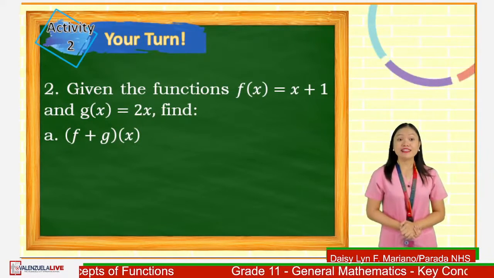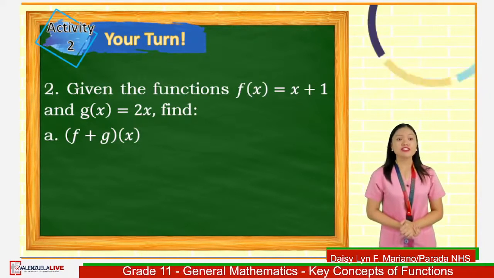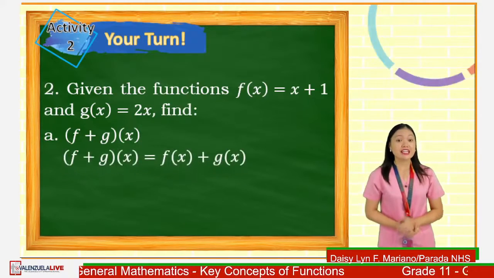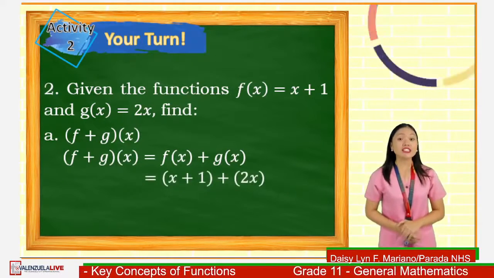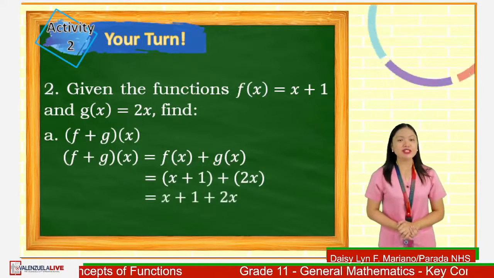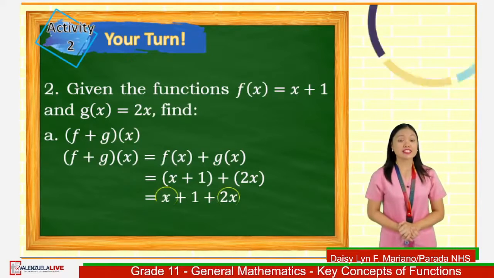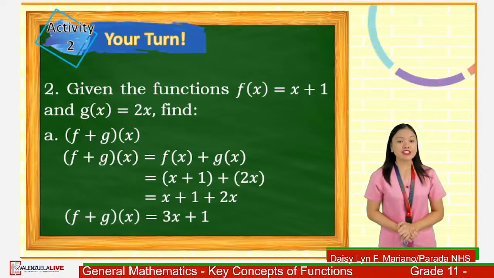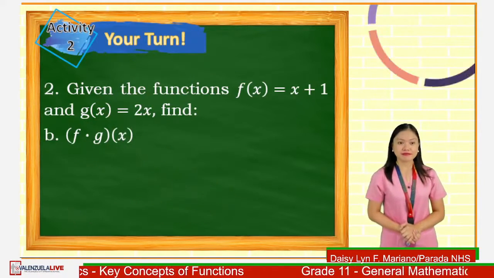Time's up. Let us check your answer. To get the sum of the two functions, simply add f of x plus g of x. That is quantity x plus 1 plus quantity 2x, which is similar to x plus 1 plus 2x. Combining similar terms, we get f plus g of x is equal to 3x plus 1.